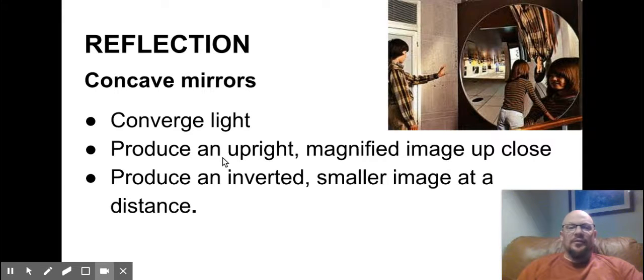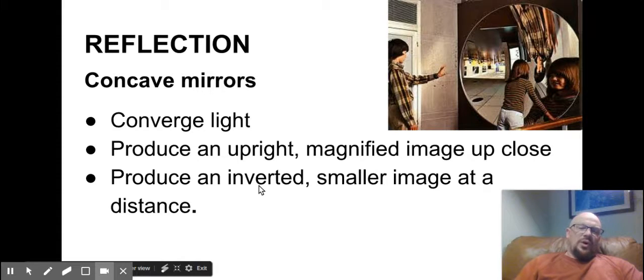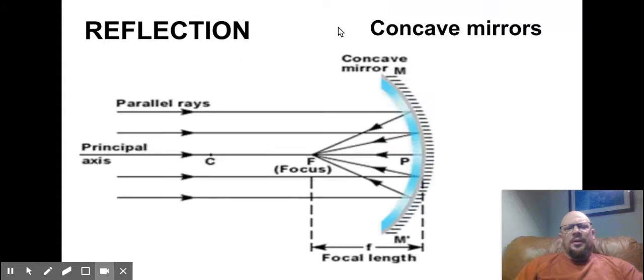Then we have concave mirrors. Concave mirrors curve inward like a cave, and they converge light. When light hits it, it bounces inward because of the curve of the mirror. If you're close up to it, it's going to produce a magnified image. You see the picture up here of the little girl that's up close to the mirror. She's much larger in the mirror than she is in reality. But if you're farther away, it produces an upside down image. You see the boy over here. This is like if you've ever looked in a spoon. If you hold it farther away, that image flips upside down.